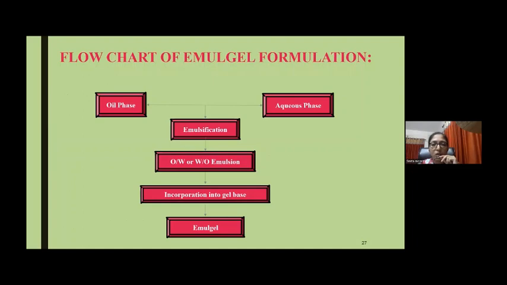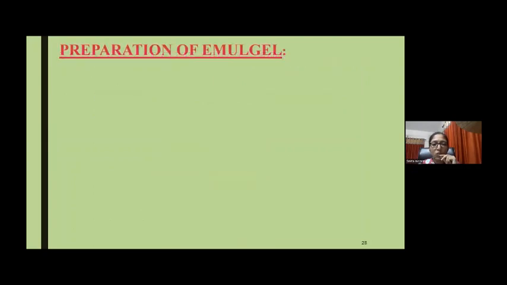And a flow chart of the Emulgel formulation shows how the formulation is actually prepared: mixing of the oil phase and the aqueous phase, then emulsification is done, and an oil-in-water and water-in-oil emulsion is prepared, which is then incorporated into the gel base. Simultaneously, we prepare the gel base and incorporate the emulsion into it, leading to formation of the Emulgel. Also, the pH is adjusted so that it becomes compatible with that of the skin. For that, we can use triethanolamine.